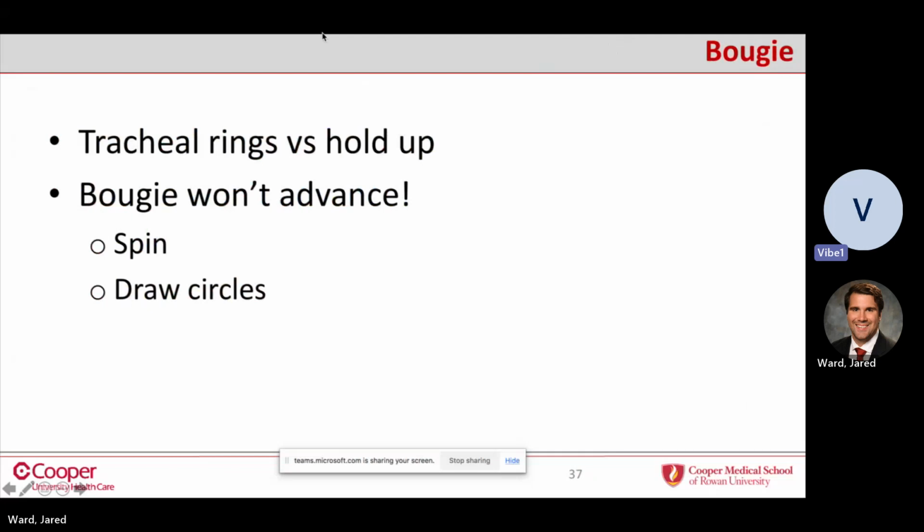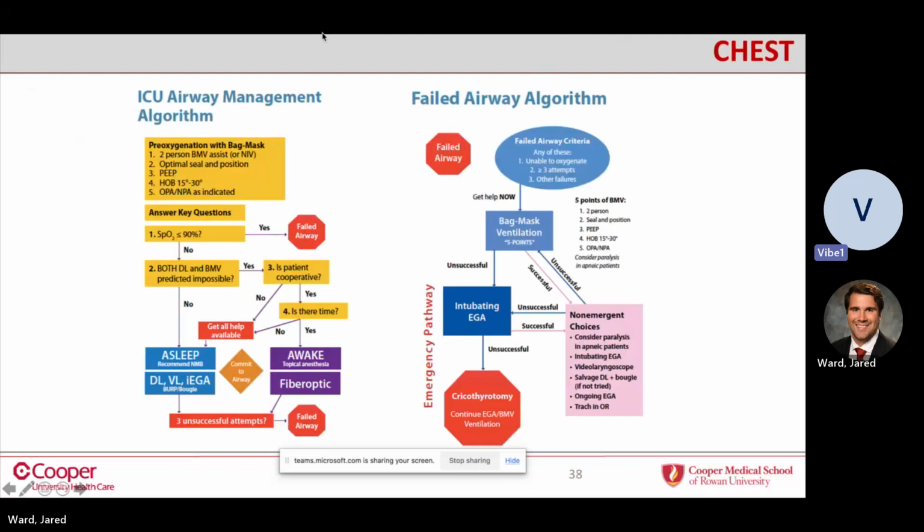If it won't advance, what you basically do is draw circles with the bougie, or do a figure 8, and it should come off of whatever ring it's held up on. If you understand the anatomy, you just turn to the right. Now it's straight, and then you can advance it. Same with the rigid stylet. A lot of times if you're getting those tracheal rings, you just turn to your right, now it's straight, and you can advance, and then you can pull it down.